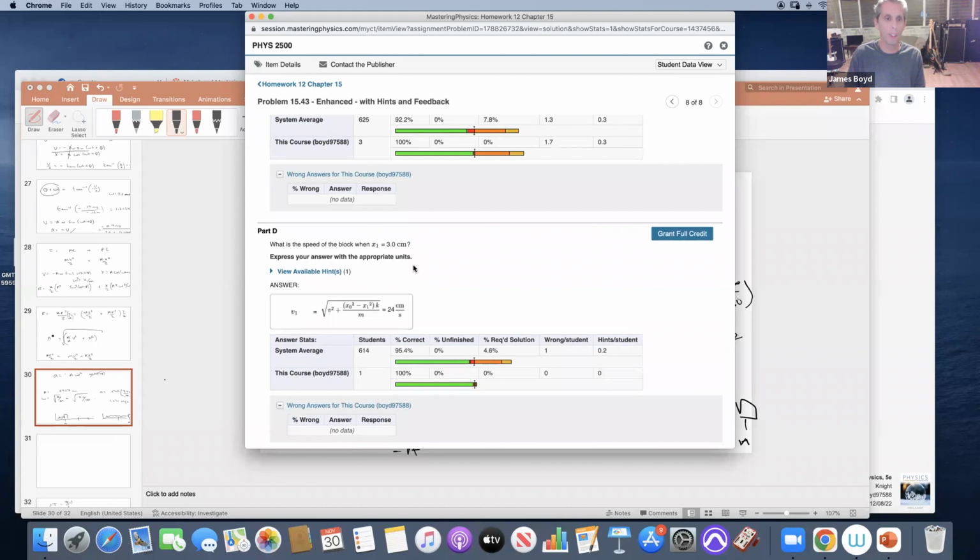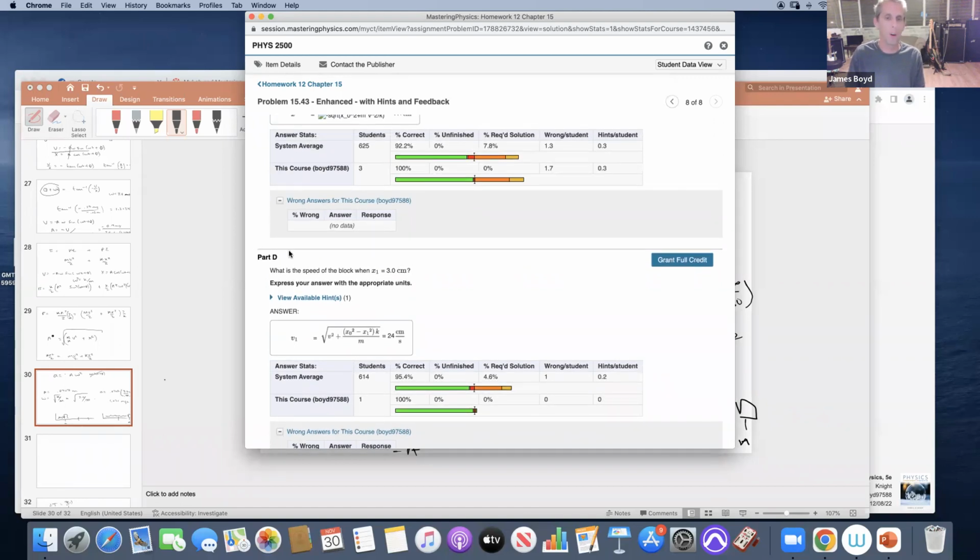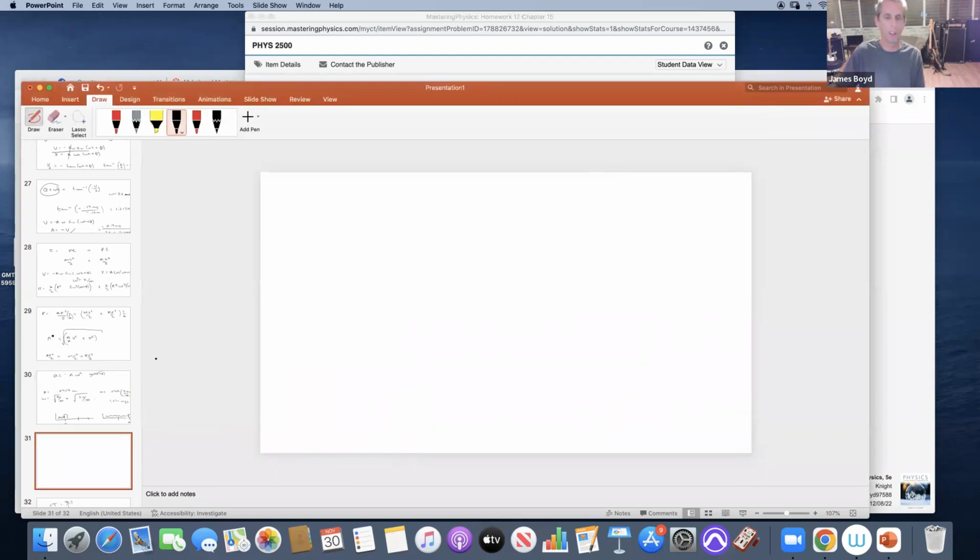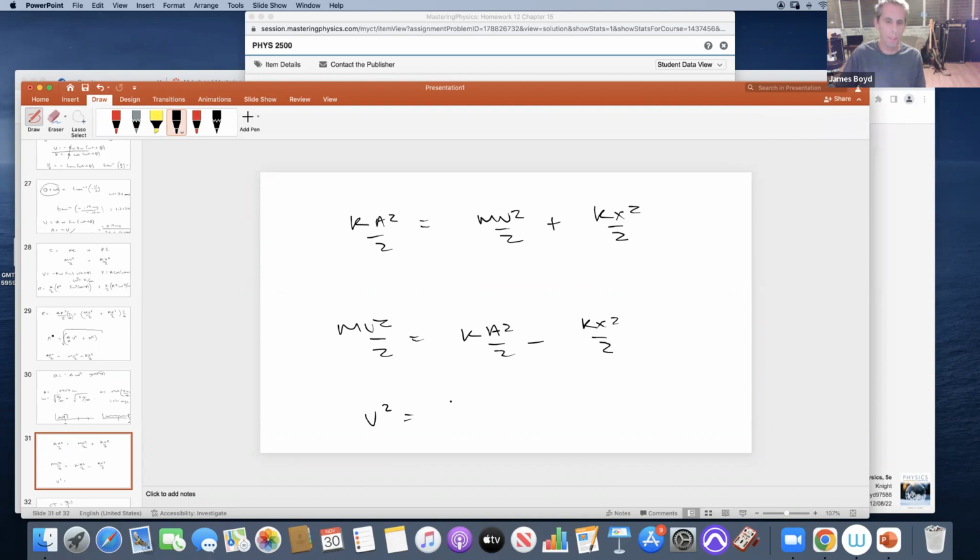What is the speed of the block when it's at x equals 3.0 centimeters? So for this one, kA squared over 2 is the maximum energy, equal to mv squared over 2 plus kx squared over 2. So mv squared over 2 is kA squared over 2 minus kx squared over 2. We want to find v. So v squared, multiplied through by 2 over m, I get k over m times A squared minus k over m times x squared, but this k over m is omega squared.